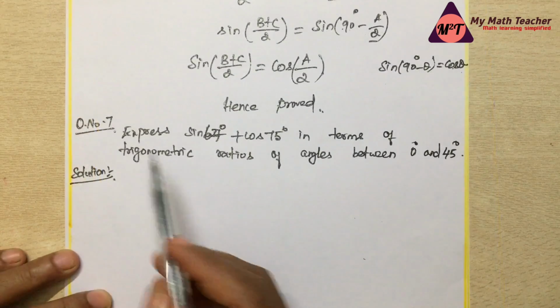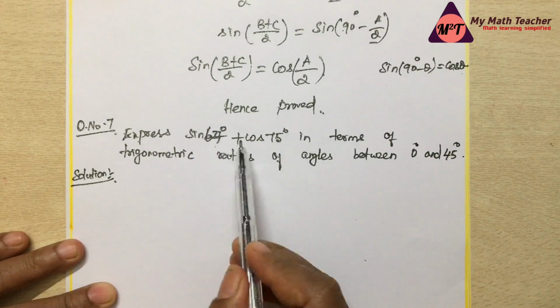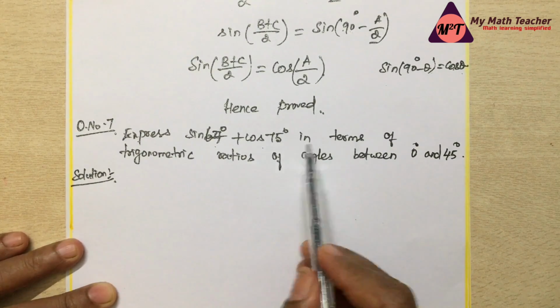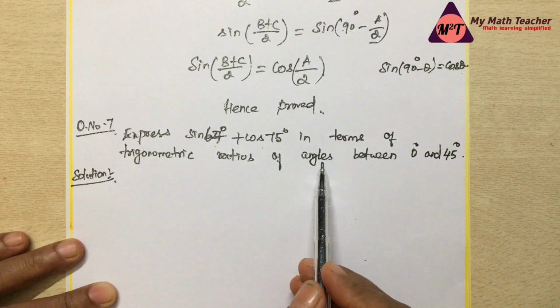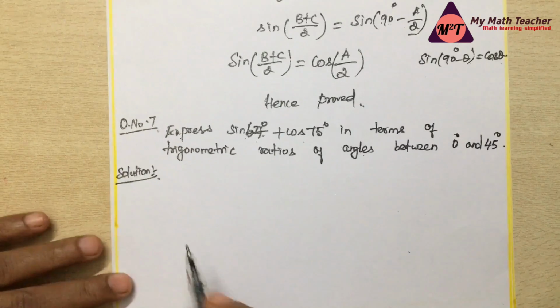This is the last question of this exercise. Question number 7. Express sine 67 degrees plus cos 75 degrees in terms of trigonometric ratios of angles between 0 degrees and 45 degrees. How to solve this? Let us see.